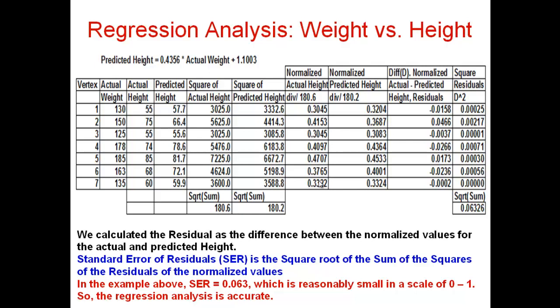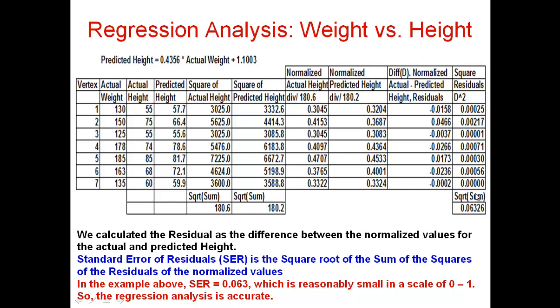Now do the same thing for the predicted height. Square the predicted height values, take the square root of the sum of the squares, and it comes out to be 180.2. Now divide the individual values by 180.2, and we get these as the normalized predicted height values. Now find what is called the residuals, which is the difference between the normalized actual height and the normalized predicted height. So these are the residuals. Then square these residuals, and we get these numbers.